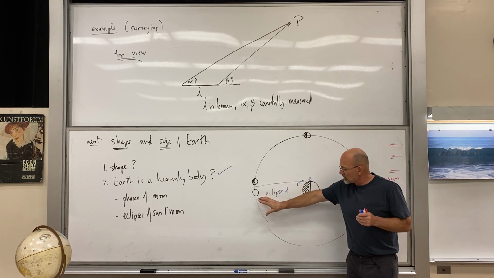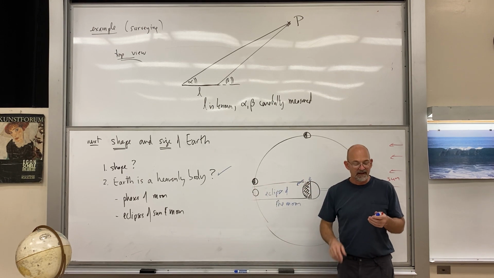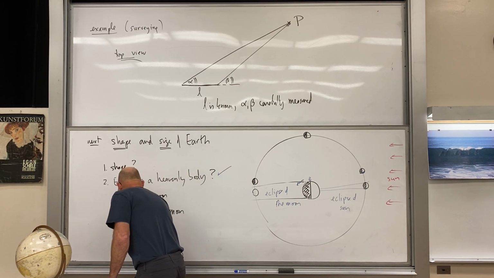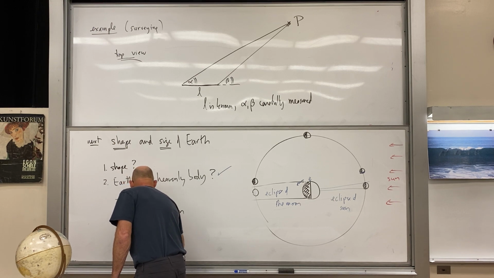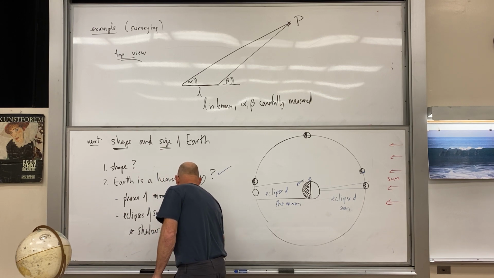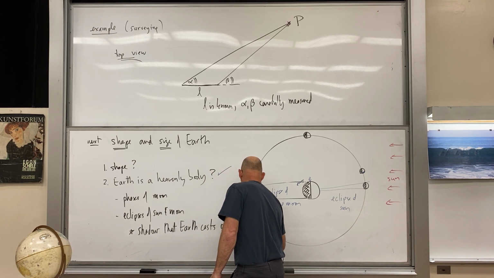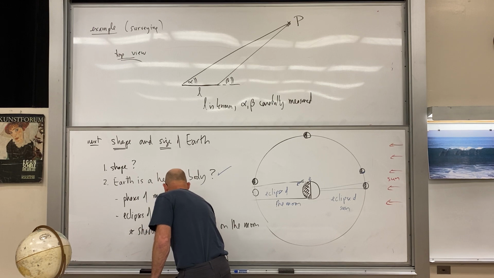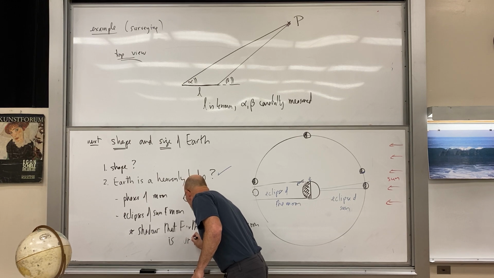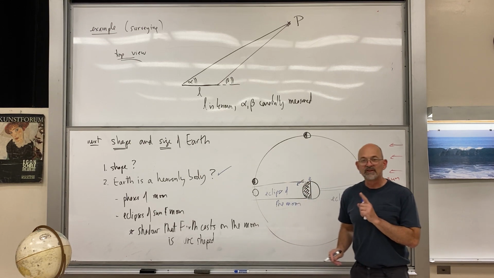What closer observation shows is that the shadow cast by the Earth on the moon is arc-shaped. So this is an important observation. The shadow that Earth casts on the moon is arc-shaped. I gotta write that correctly. Arc-shaped. That's an argument for the sphericity of Earth.